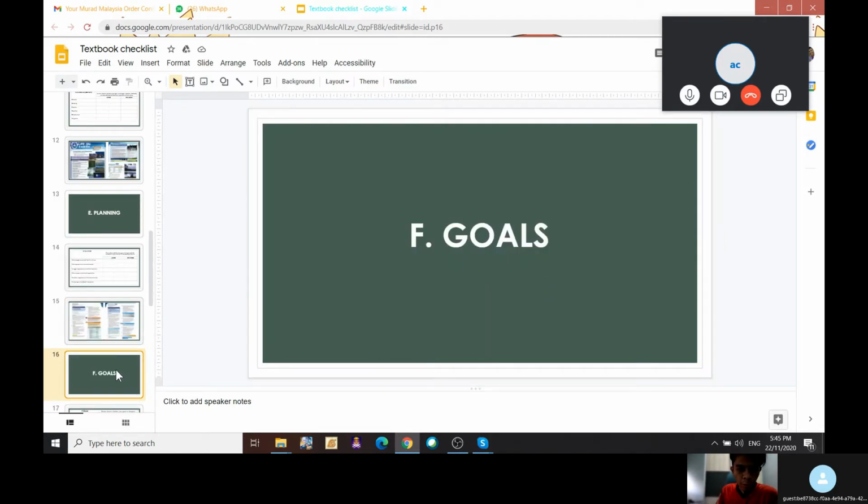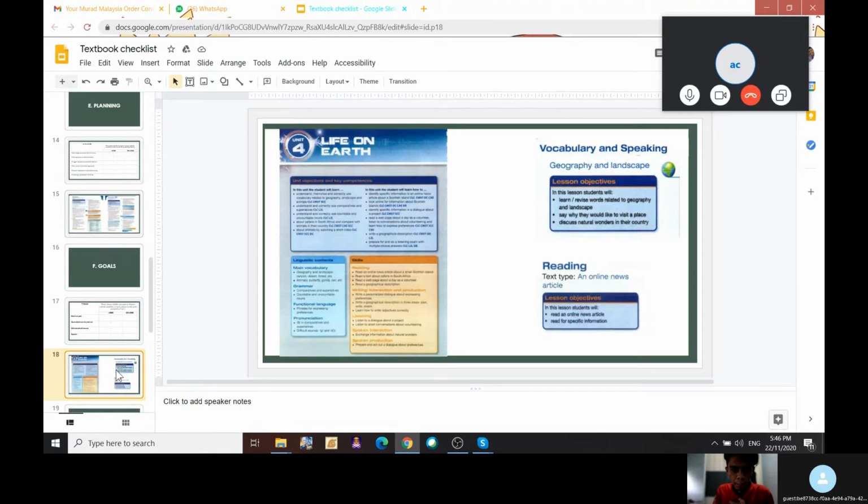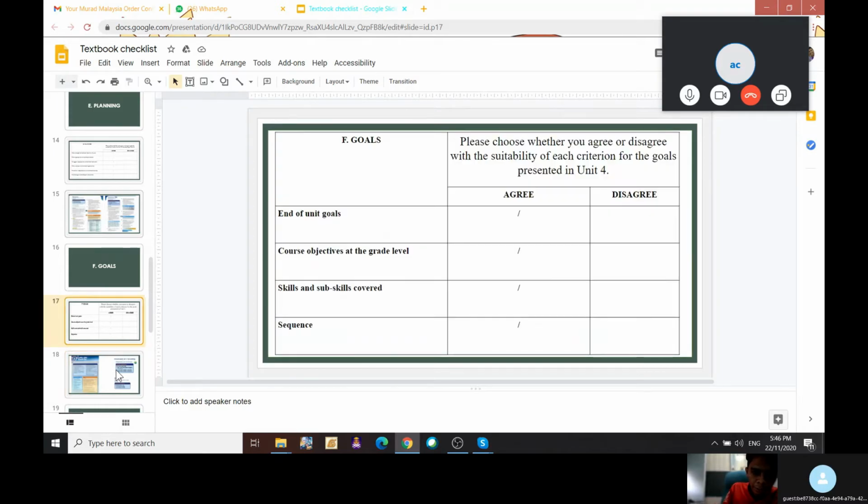And then we're moving on to F, goals. So in the textbook itself, it must have end of unit goals, as you can see here. On the first page of each chapter, they will mention the lesson objectives, what students will gain if they 100% master the chapter and so on. So I agree with the first one, the end of unit goals.